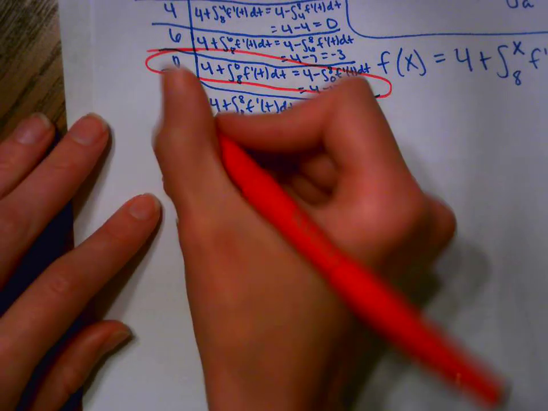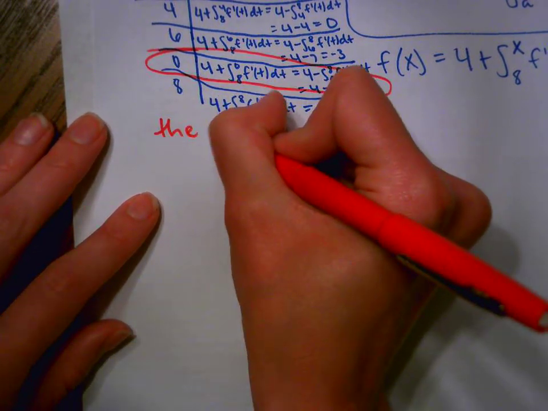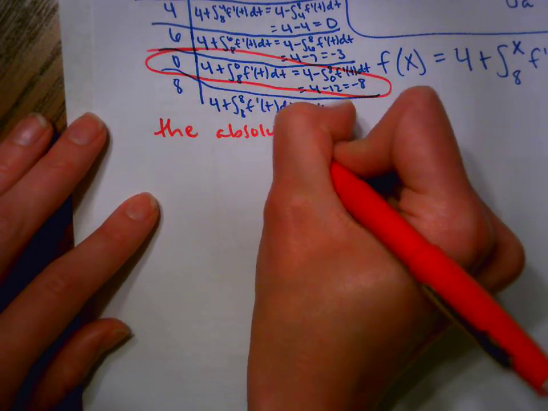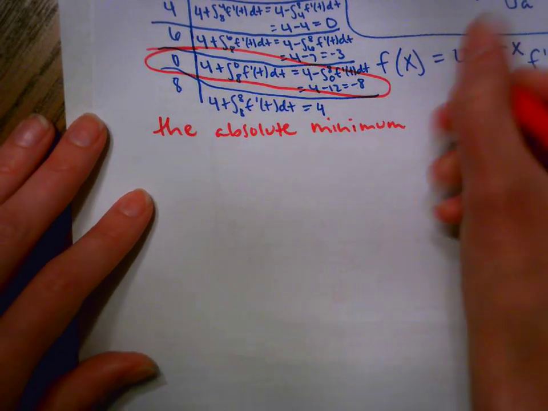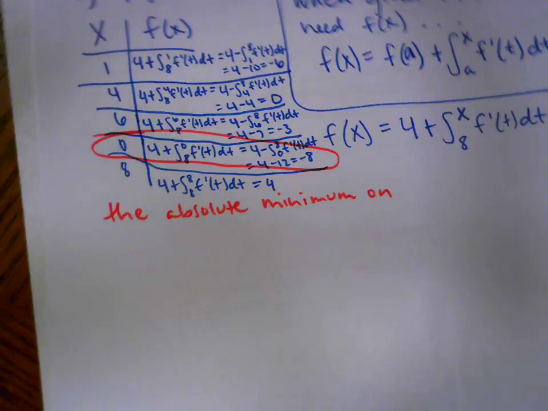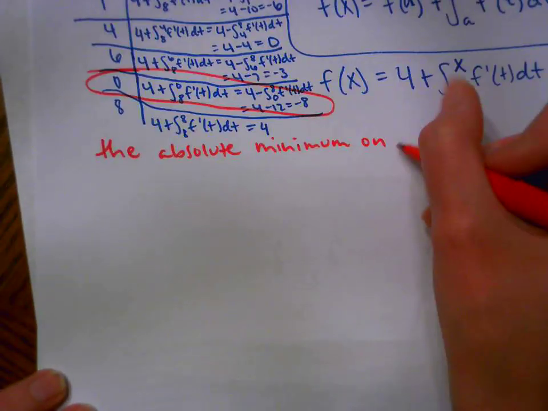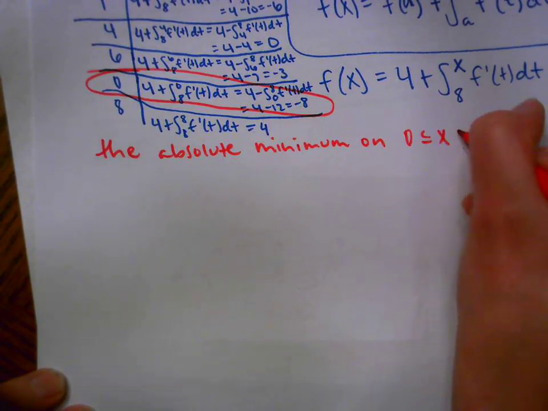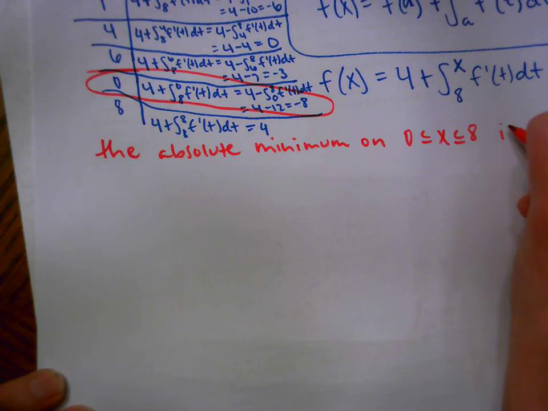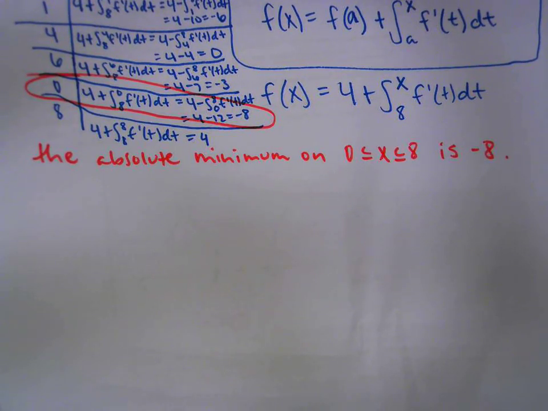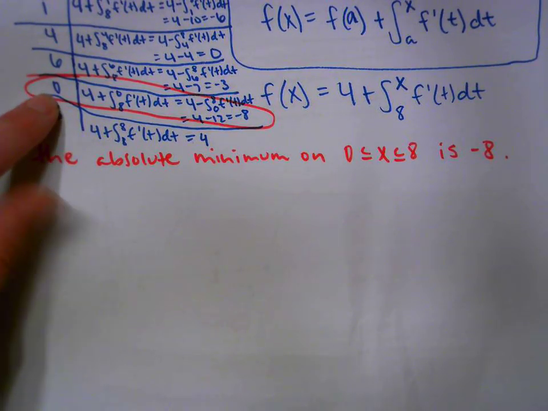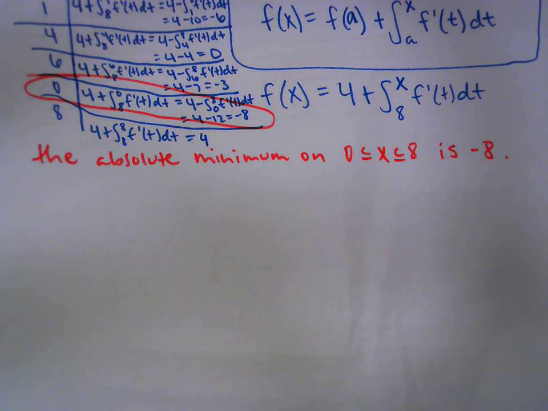So we would say the absolute minimum on whatever the interval was, which was 0 to 8, is negative 8. If it said where is the absolute minimum, you would say at 0, the x value. Okay.